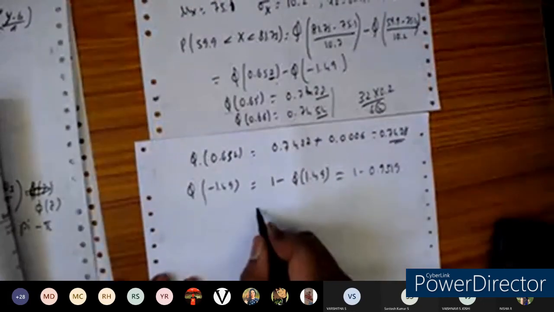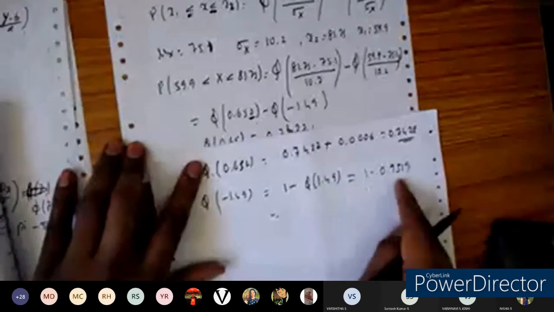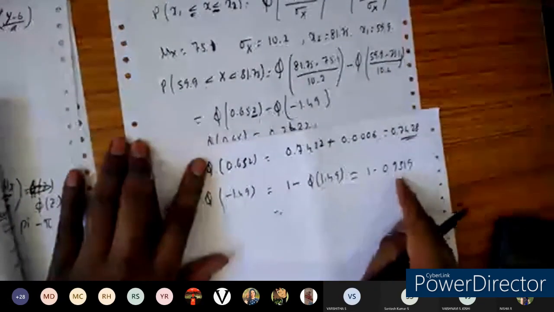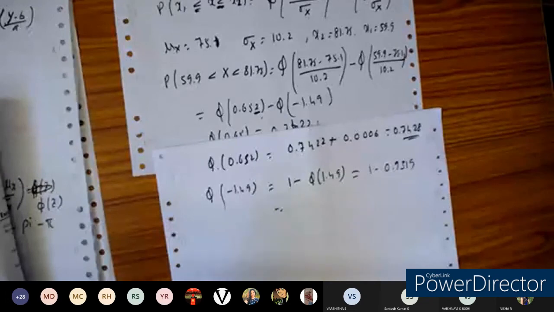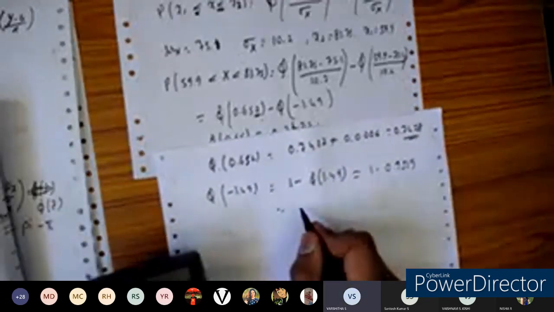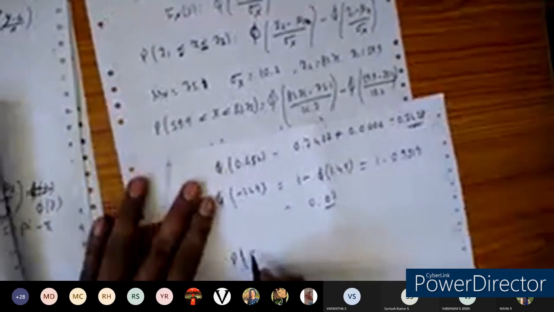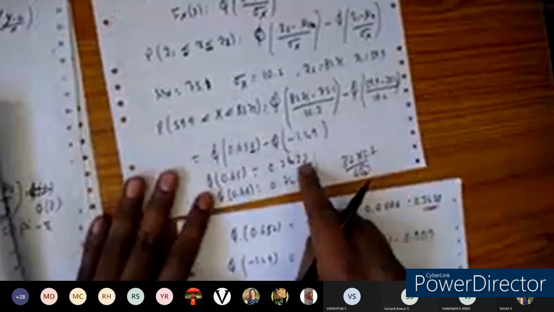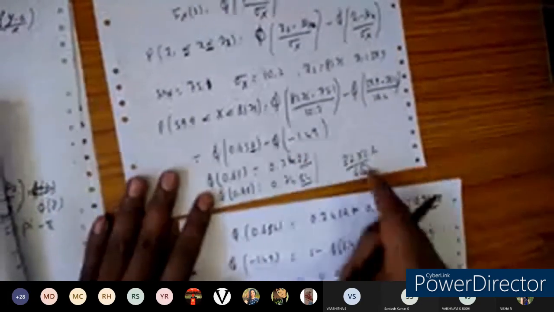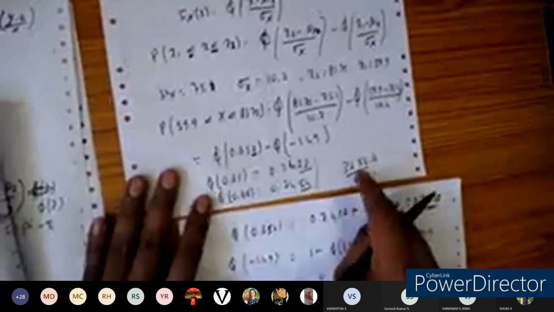So how much are you going to get here for the difference? 1 minus 0.9319. Getting the concept now? So 0.0681, approximately 0.07. Good. Now we can substitute these two values. Even if you're not getting this concept, approximately you can take this value here, but actually this is the concept that will be used here.